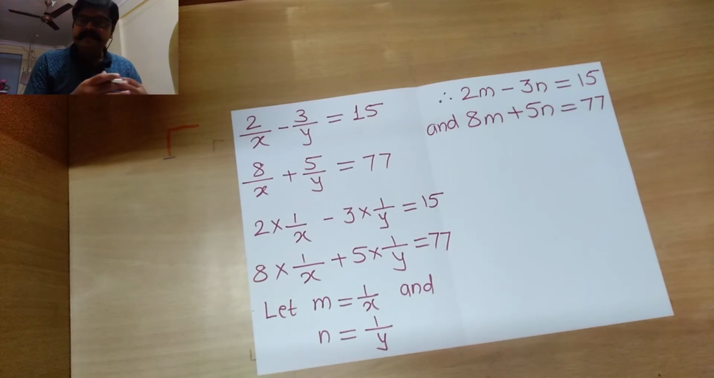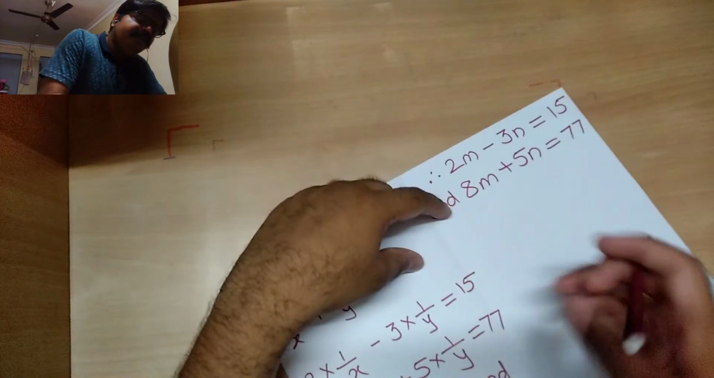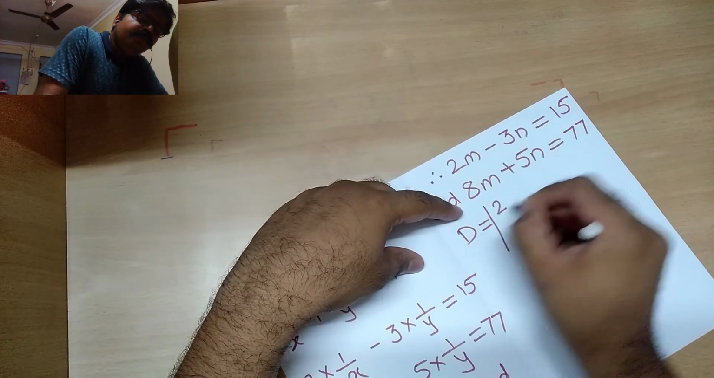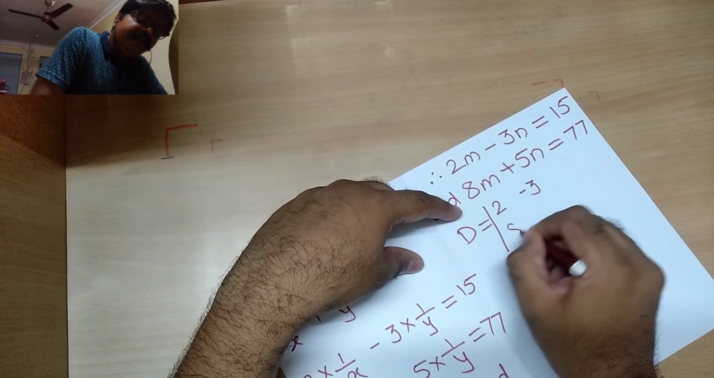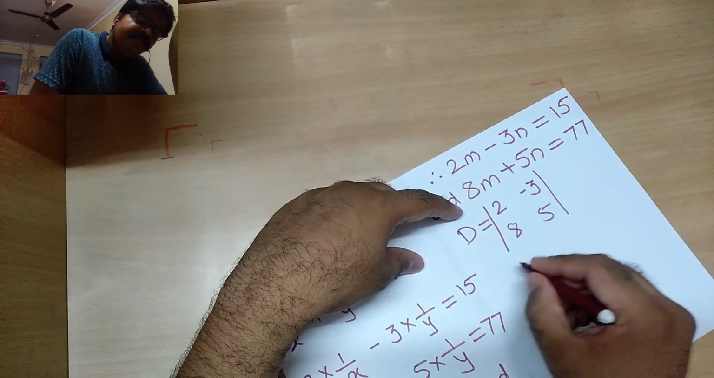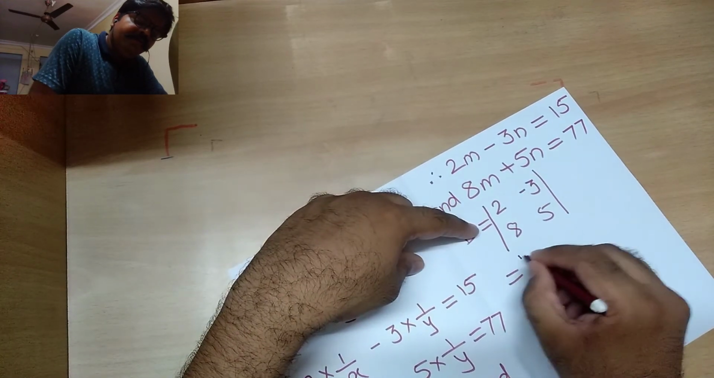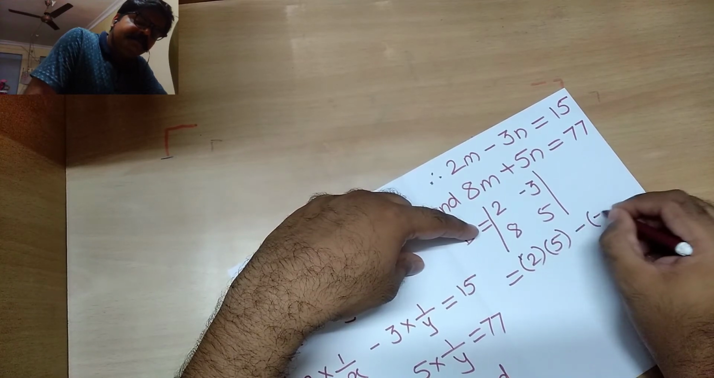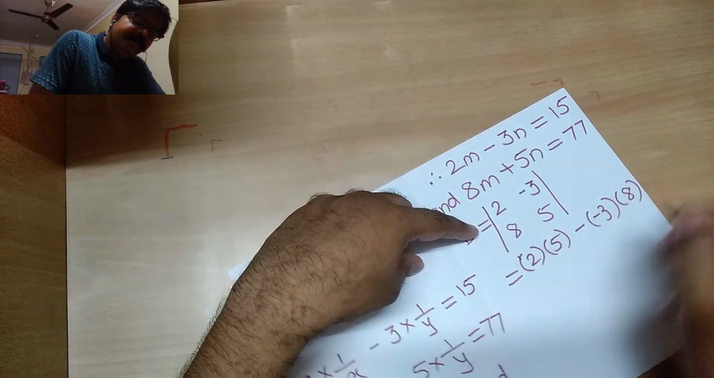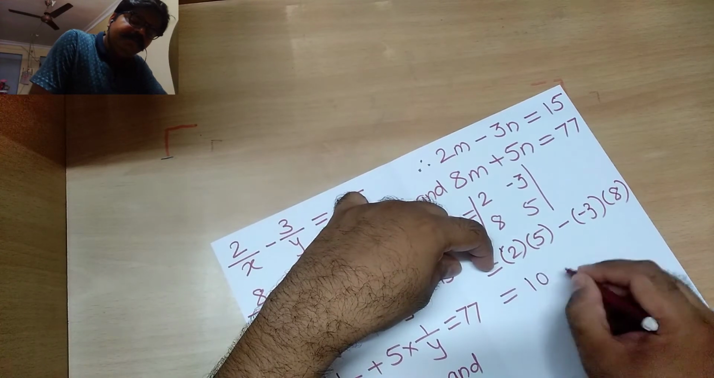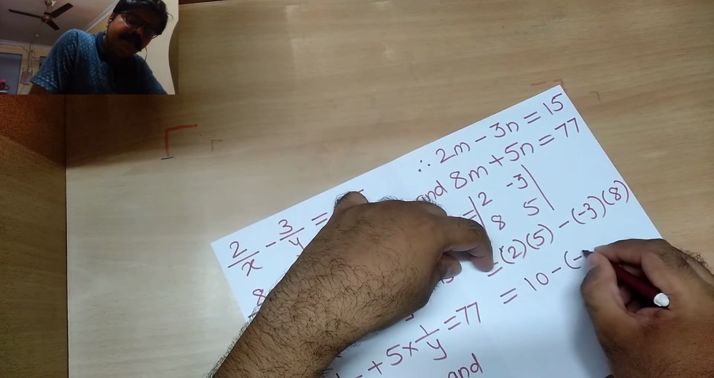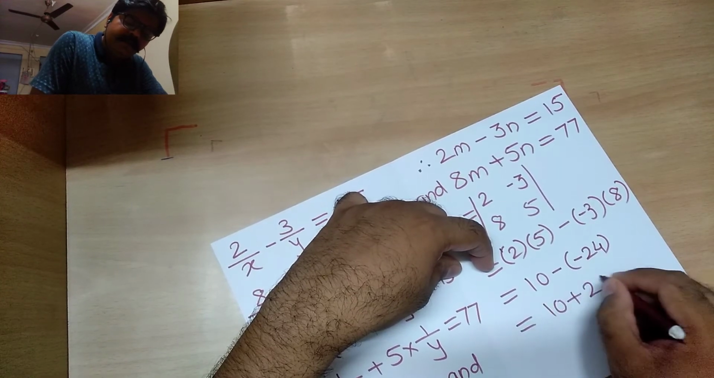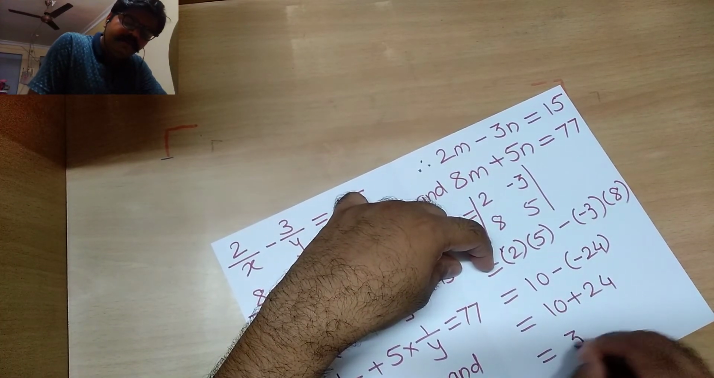So therefore d we are going to calculate. Therefore d will be equal to 2 minus 3 8 5. We have got the same. Therefore it will be 2 multiplied by 5 minus 3 multiplied by 8, therefore equal to 10 minus 24, that should be equal to 10 plus 24 equal to 34.